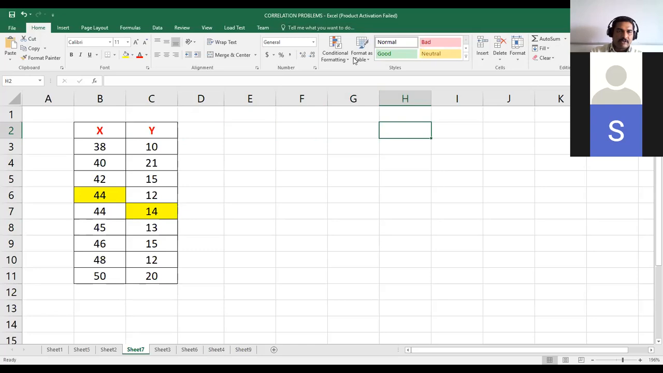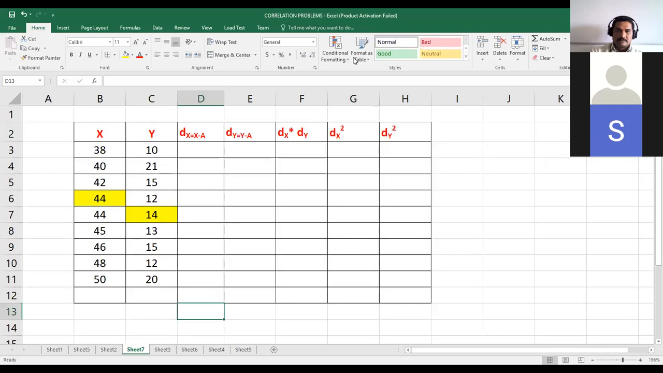So now we are going to find out dx, dy, and dx square, dy square, dx into dy. Then at last here we will find the total also. Total of all, that means the summation we are going to find out.